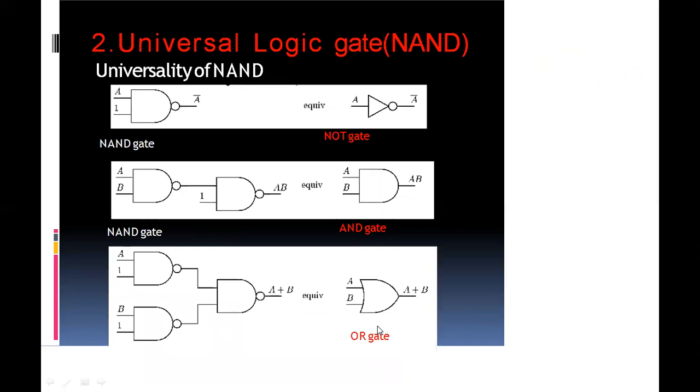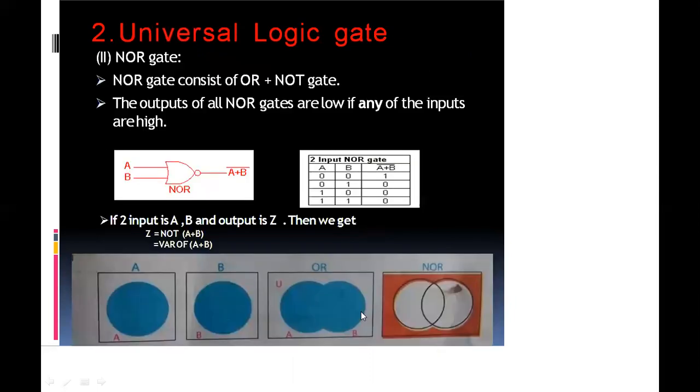Here by using the NAND gate we can get the three basic gates. That is, by using the NAND gate we can get a NOT gate, and we can get the AND output, which is the AND gate. And by using the AND gate we can also get the OR gate, and that's why the NAND gate is also called a universal gate. And the NOR gate is also a universal gate.